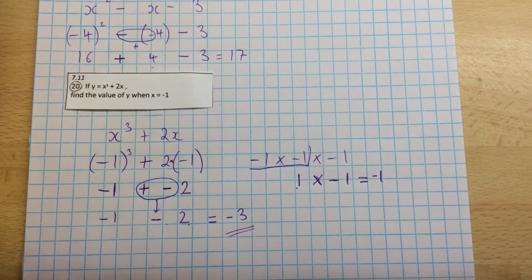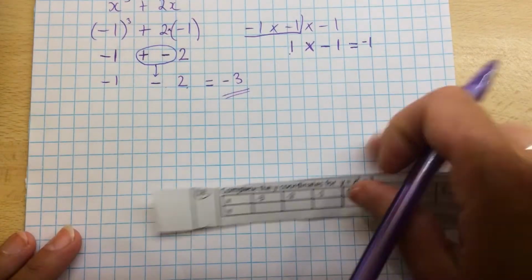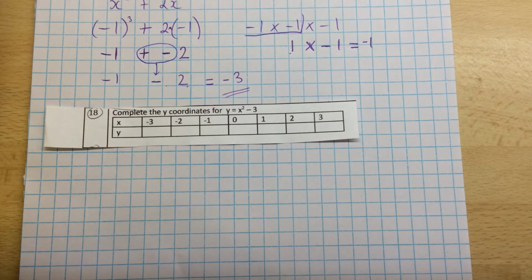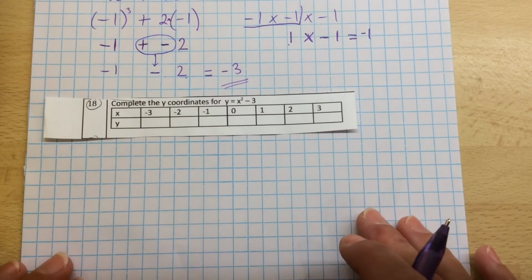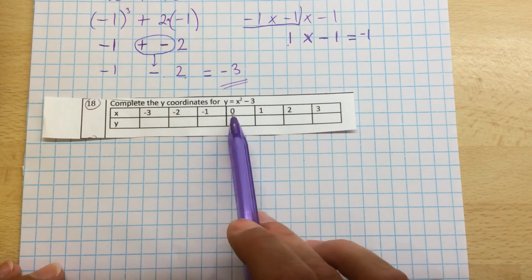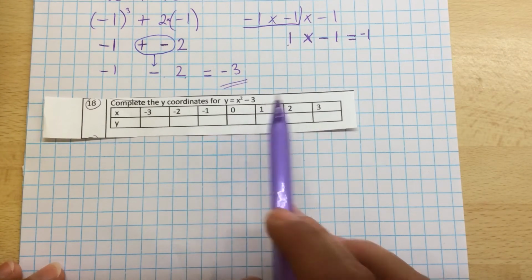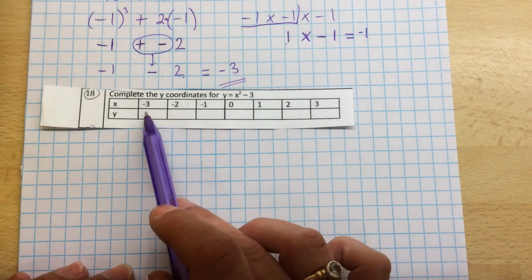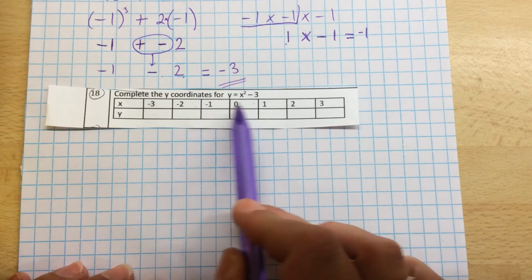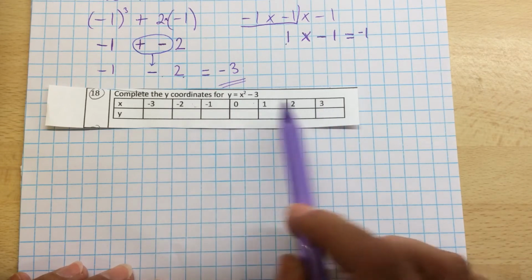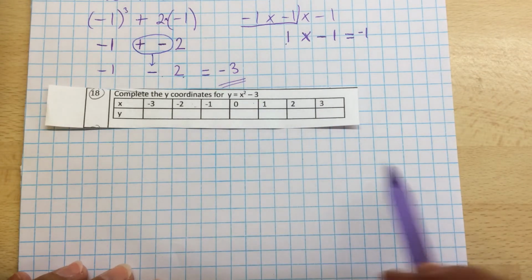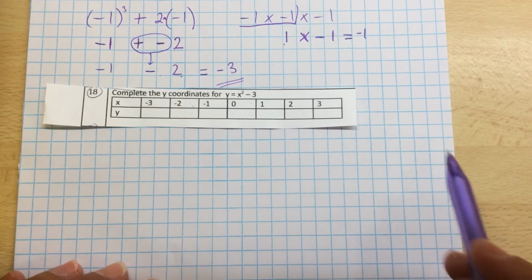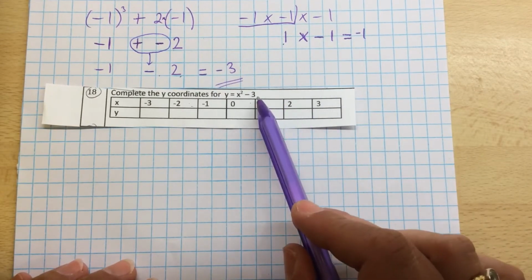Okay, now I'm going to go on to this question. This was from the homework, but it's a really similar topic. It says complete the y coordinates for y equals x squared take away 3. So we're substituting again, all those x numbers. There's 7 numbers to substitute into this expression. Now, most people did absolutely fine with the positive ones, but the negative ones went wrong for some people. Let's quickly fill in the positive ones.